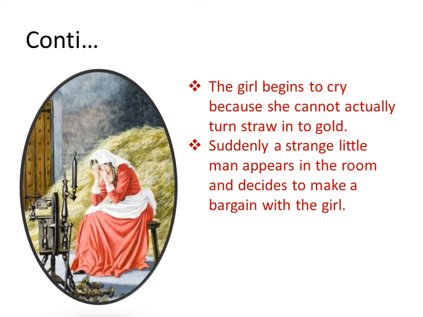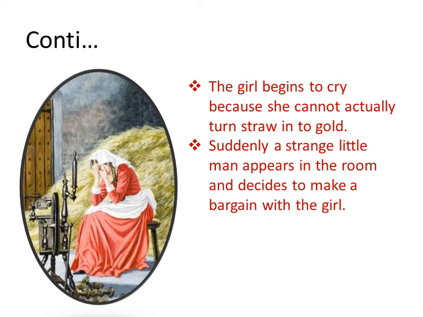Now you can see a picture of a girl who is crying. So she begins to cry. Why does she begin to cry? Because she doesn't have the ability to spin straw into gold. So due to that, she is crying. While she is crying, a strange little man appears in the room and decides to make a bargain with the girl. So we'll see how he bargains with this girl.